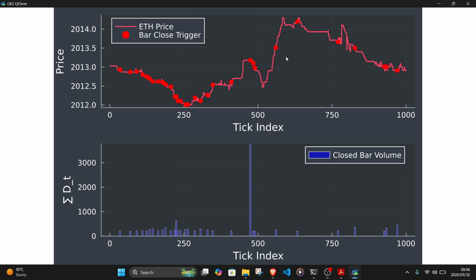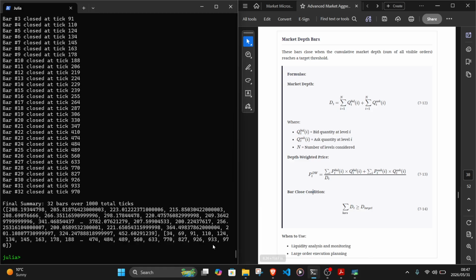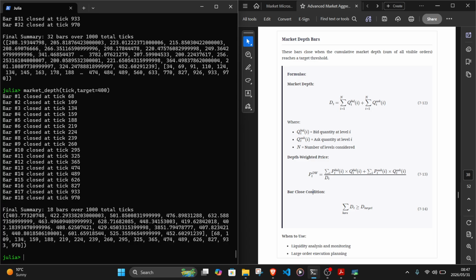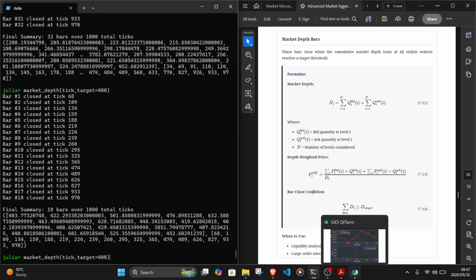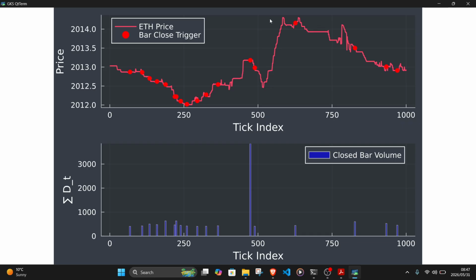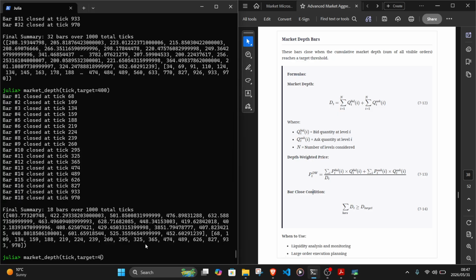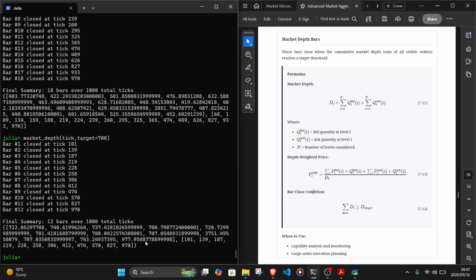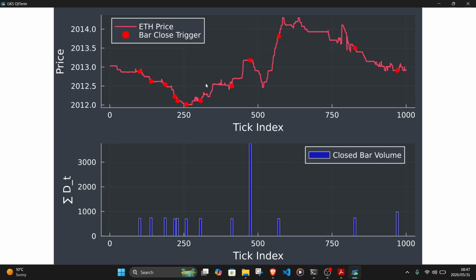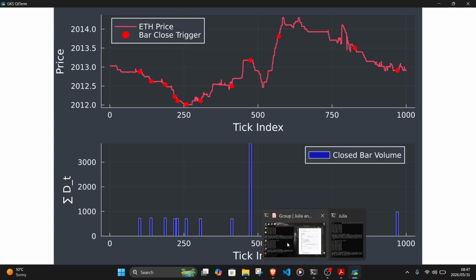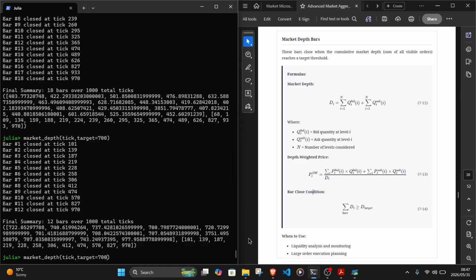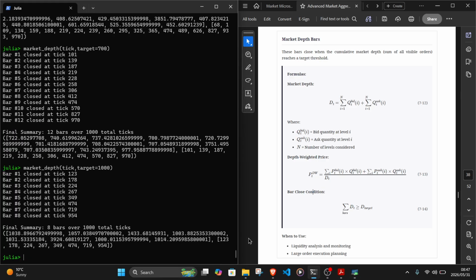As you can see, we have much less distribution. Now let's keep pushing this. I'm going to go 400. What's the lucky number? Come on, 18. Okay. As you can see, much less distribution. I'm going to keep pushing it. Go 700. 12 bars over 1,000 total ticks. The bar space is just getting smaller and smaller. Now, I'm going to go 1,008 bars.